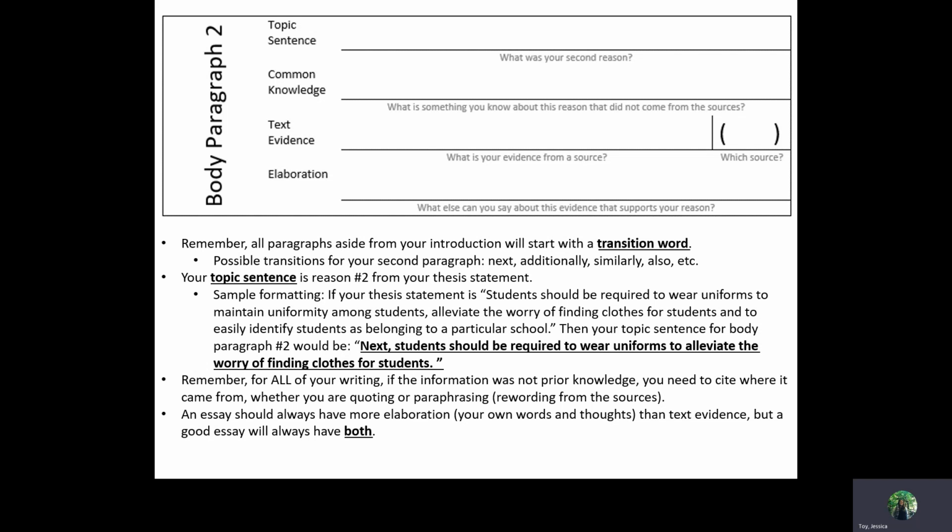So again, look at this little box on the top. You're going to have your topic sentence for paragraph 2, or body paragraph 2, which will technically be your third paragraph. Then your common knowledge, so something you know about this reason that did not come from your sources. Then your text evidence, so what did your evidence say, and what source did it come from? And then your elaboration. So what else can you say about this evidence that supports the reason? You should never have text evidence without elaboration. You need to add your own words to it, okay?